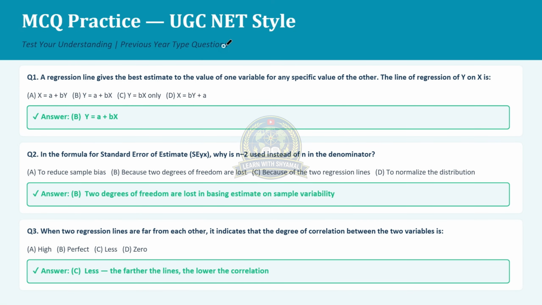These are some MCQ practices for the UGC NET examination. Regression 1. A regression line gives the best estimate of the value of one variable for any specific value of the other. The line of regression of y on x is, answer B, the correct answer, y is equal to a plus bx.